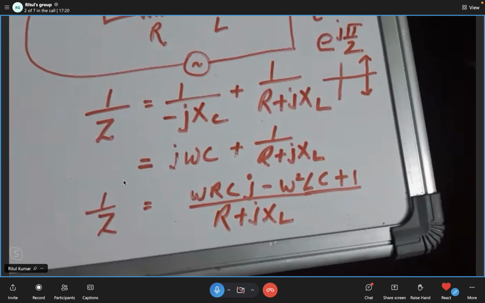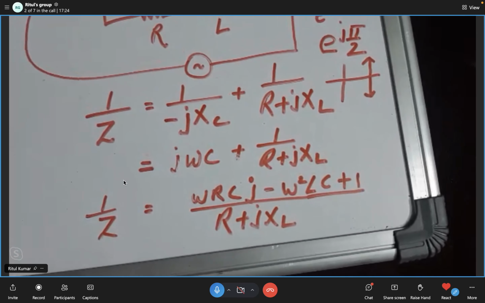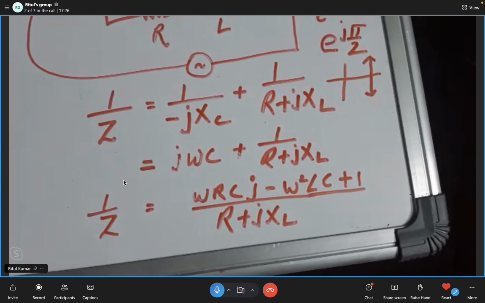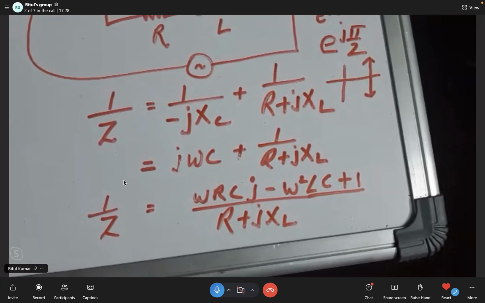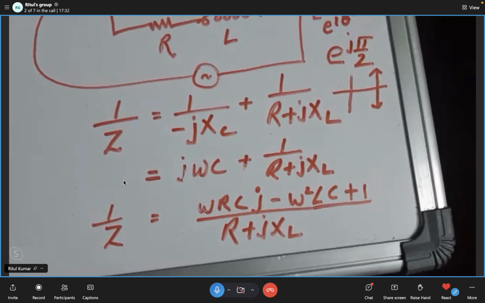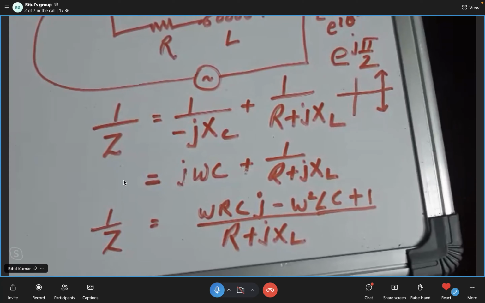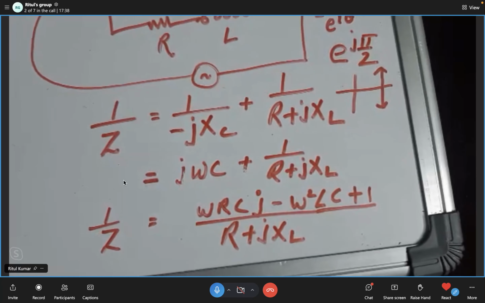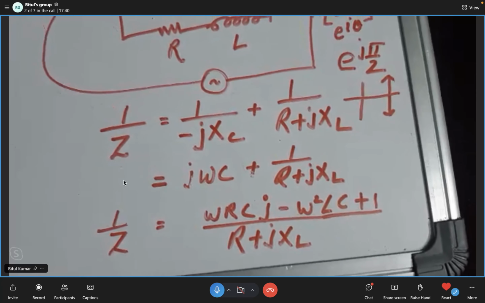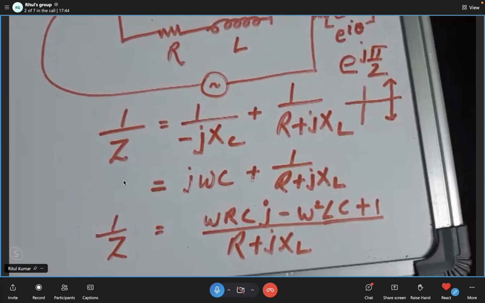Now, dear, you have what to do with Z. I think you can simplify it. Will you be able to simplify? See, now what I'm asking you to do is, as per the question, to find the phase difference between the current fed to the circuit and the source voltage.